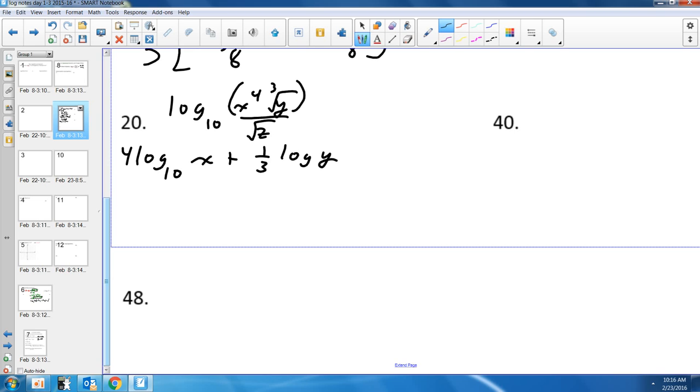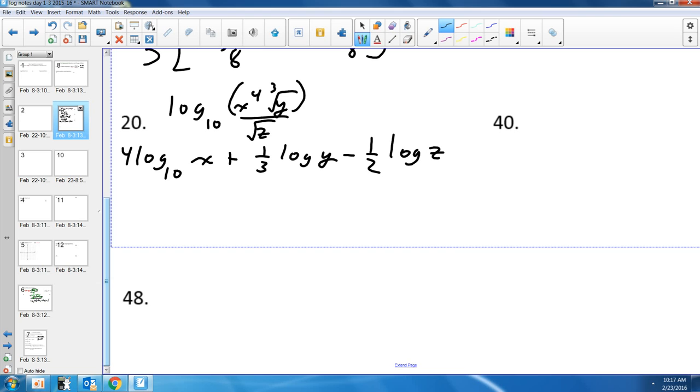And then it's the quotient, so I have to subtract off the next one. Well, the square root of z is z to the 1/2. The 1/2 goes out front, 1/2 log of z. Again, I did a couple things at once when I did that, but I think you guys can follow.